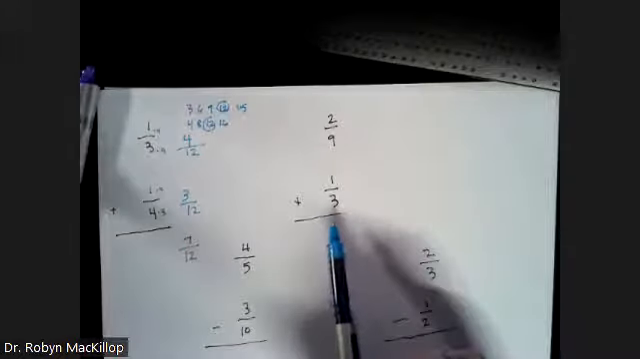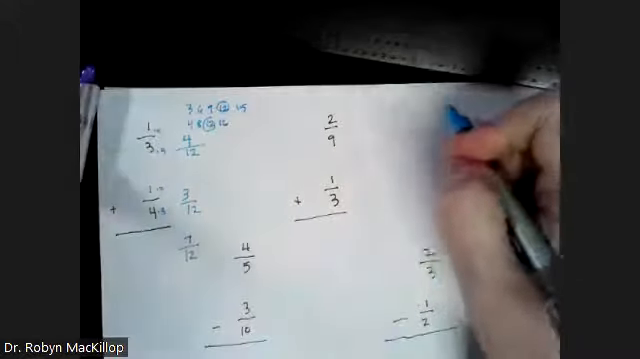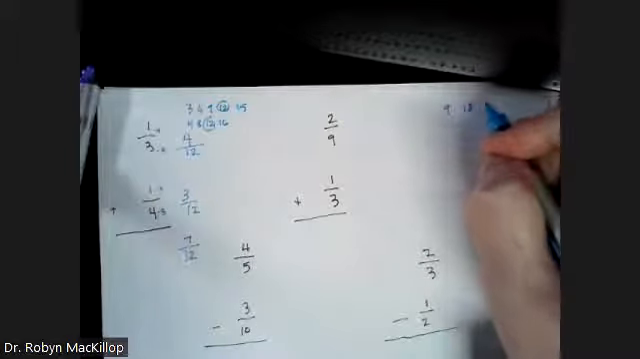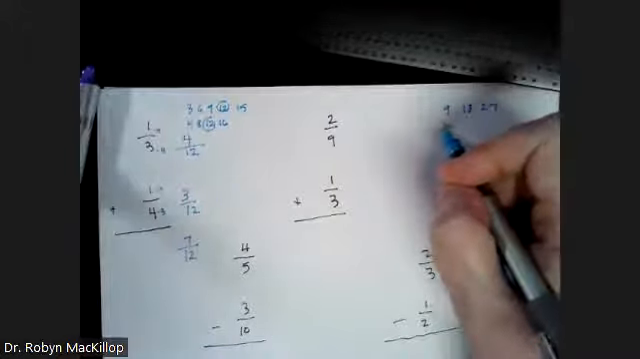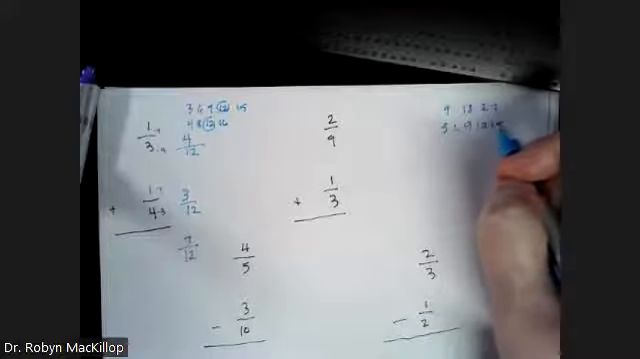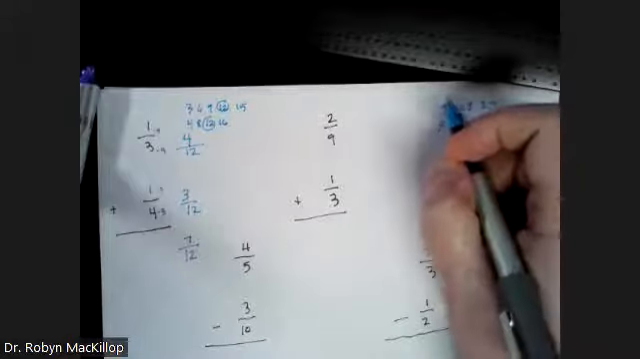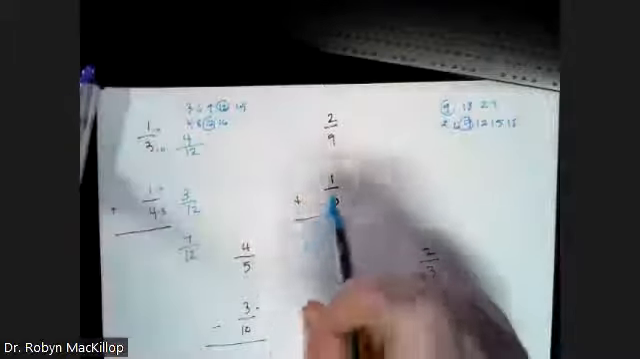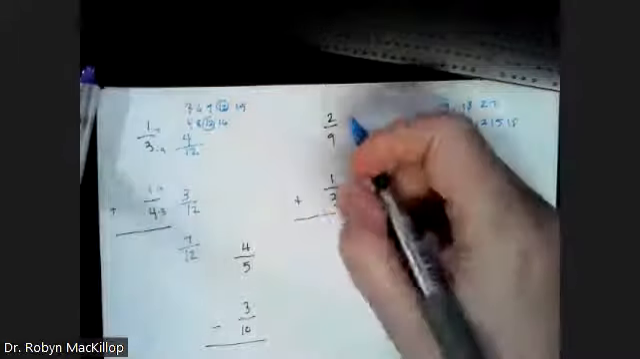So let's try another one. 2/9 plus 1/3. Again, you're going to look for a number that both 9 and 3 go into evenly. And if it helps, you can write them out. 9, 18, 27, 3, 6, 9, 12, 15, 18. But look what happens here. 9 and 9. So that means we can use this one as the new denominator.